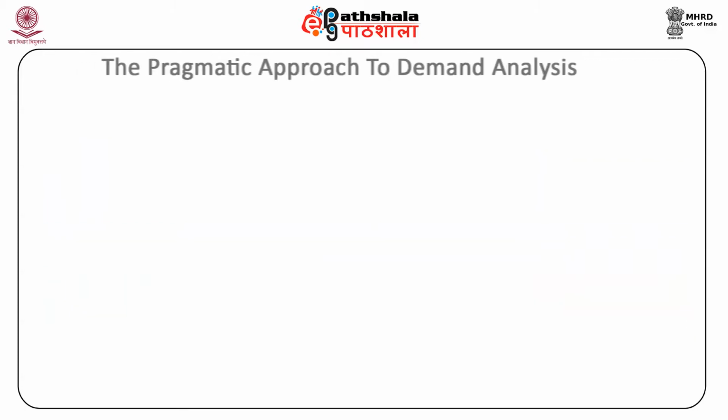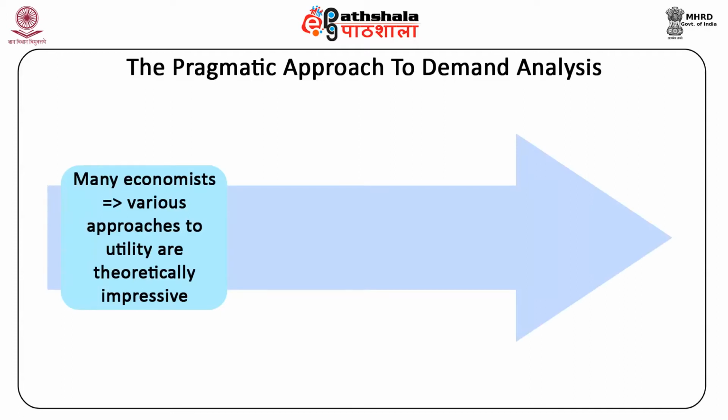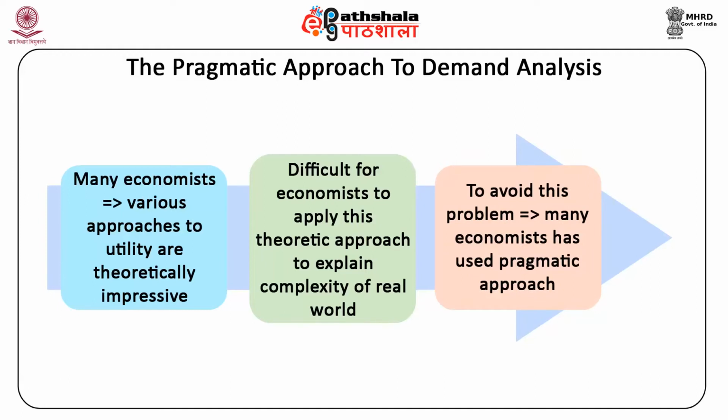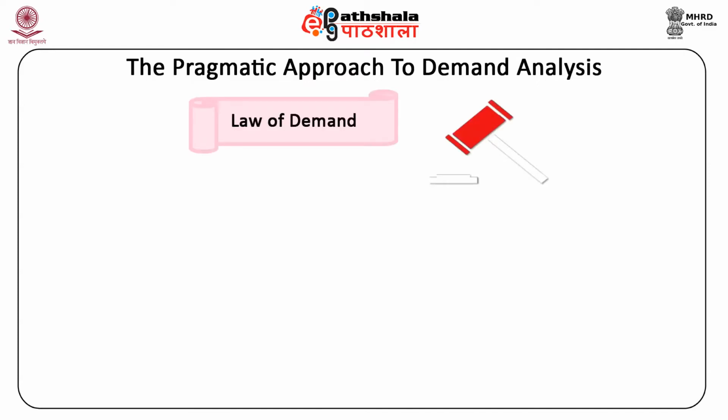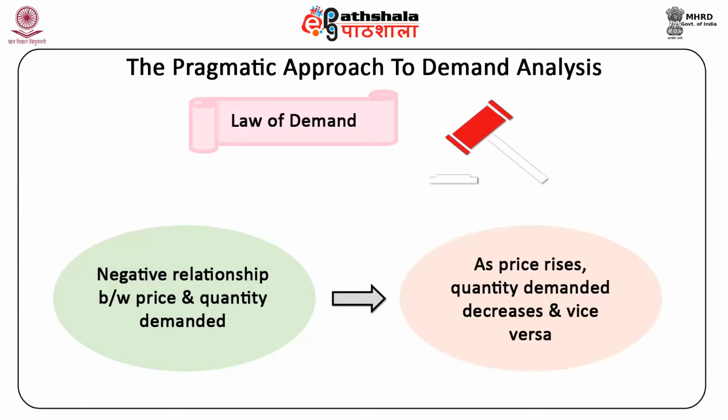There are several economists who question the worth of various theories of consumer behavior. Many economists have understood that the various approaches to utility are theoretically impressive, but it is very difficult for the economist to relate this theoretic approach to elucidate the intricacy of the real world. Thus, in order to keep away from this problem, many economists have used the pragmatic or practical approach to the theory of demand. The economists have acknowledged the law of demand, which states that there exists a negative relationship between price and quantity demanded. It implies that as price rises, quantity demanded decreases and vice versa.